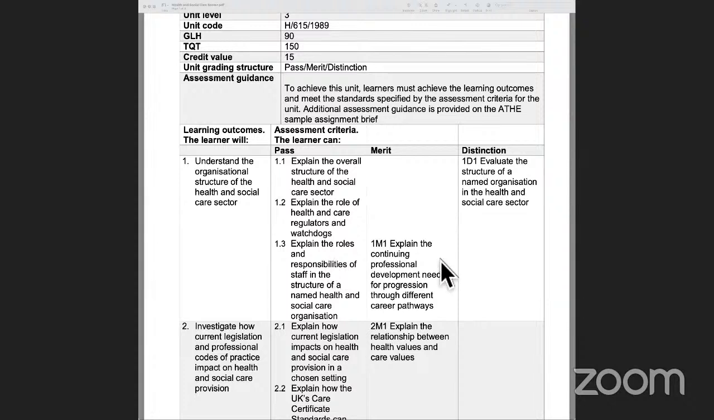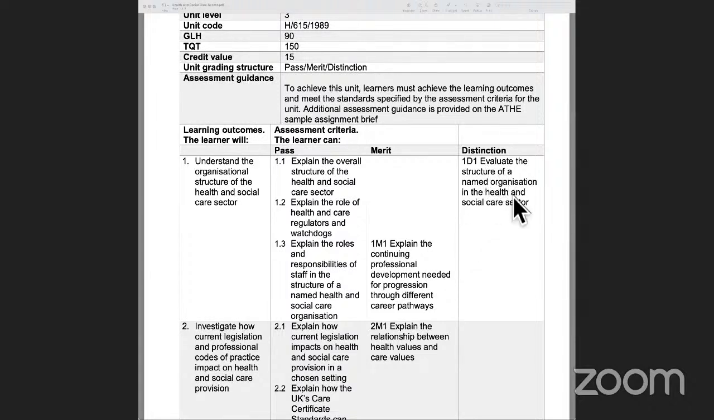And then the two merit criteria are basically looking at the importance of continuous professional development. So in this sector, what we do get to see is a lot of people are required to upskill, reskill. Employers are responsible and tasked with making sure that the staff is provided adequate training before they actually start working, and that they are aware of the basic nature of the work which is required to provide care.